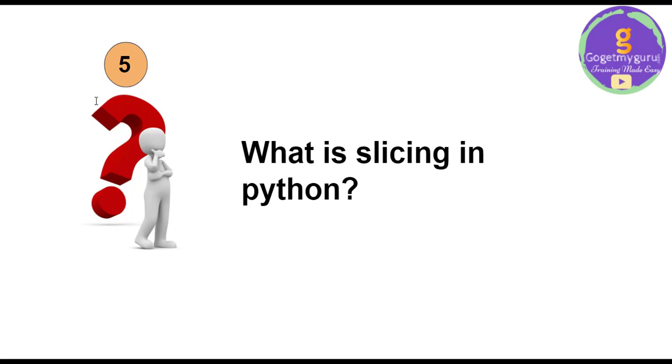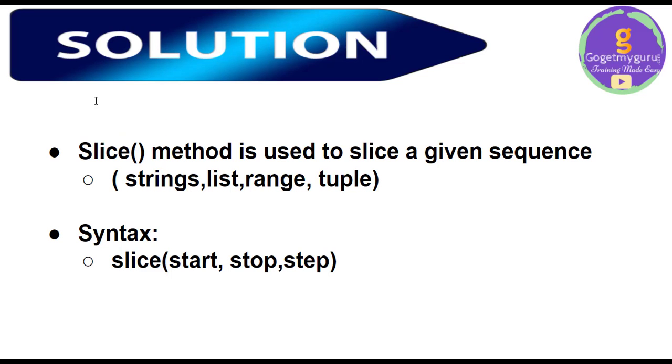And the next question is, what is slicing in Python? So we all know that we use the slice method to slice a given sequence. The sequence can be a string, list, range or tuple. So what is the syntax for this slicing? Slice can take 3 parameters: start, stop and step. So always the stop should be where you want to stop plus 1. Let's see with an example.